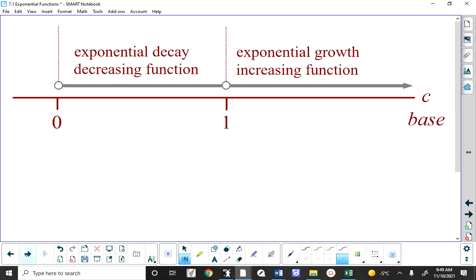So I guess you could add to that diagram now, instead of saying just between 0 and 1 for the base, it's a decreasing function. You could say, well, it's exponential decay. And you could say it's exponential growth if c is greater than 1. I'm approaching this from a lot of different angles so that you understand that we have different ways to describe what's going on. We can talk about the value of the base, we can talk about what's happening to the graph, or we can talk about the real life application of it, growth or decay.